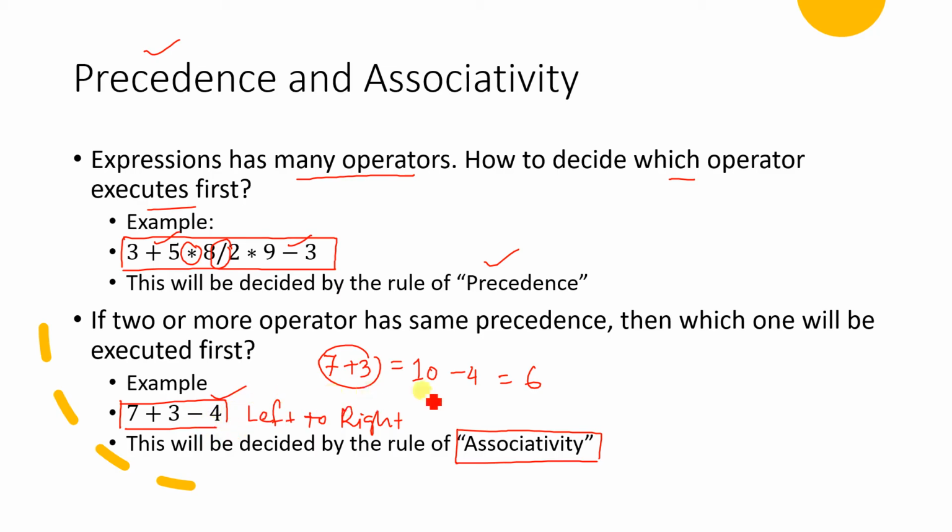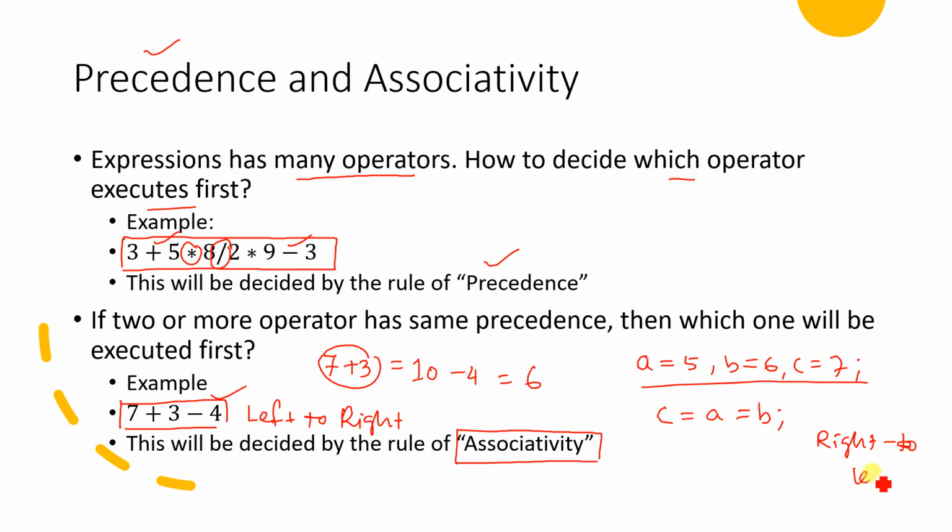But assume this situation. Suppose you want to write something like this. Let's say a is equal to 5, b is equal to 6 and c is equal to 7. I have written this one line, then I have written c is equal to a is equal to b. So in this case what will happen? The execution must be from right to left. Why is it right to left? Right to left execution will be done over here, then only we can execute this expression. So that is called your associativity.